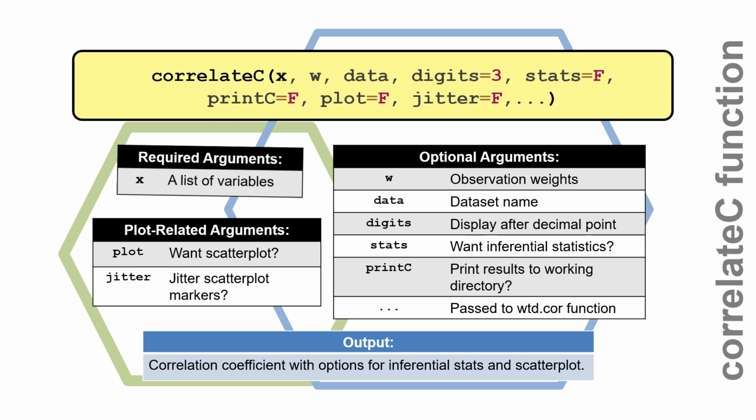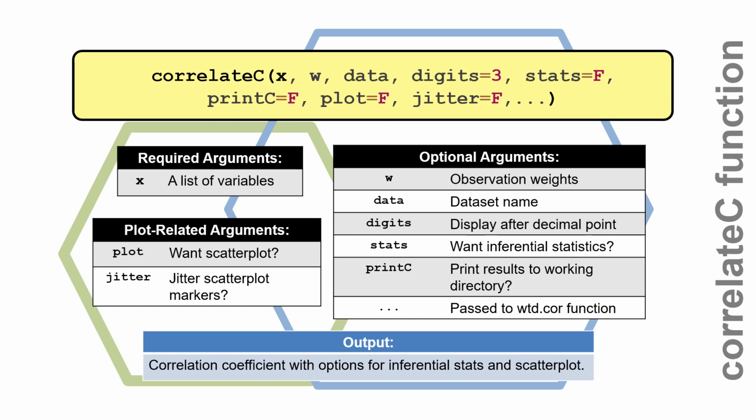The correlateC function has one required argument, x, which is set equal to a list of numeric variables. You set x equal to one list that contains two or more variables. The correlateC function supports a standard set of optional arguments. With correlateC, you have options to weight observations, specify the dataset name, the number of digits to display after the decimal point, and whether you want results printed to an HTML file in your working directory. The function also has a unique optional argument named stats that I will show you how to use in this video.